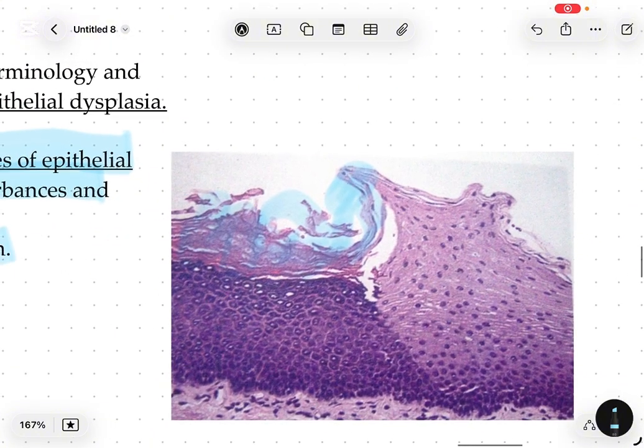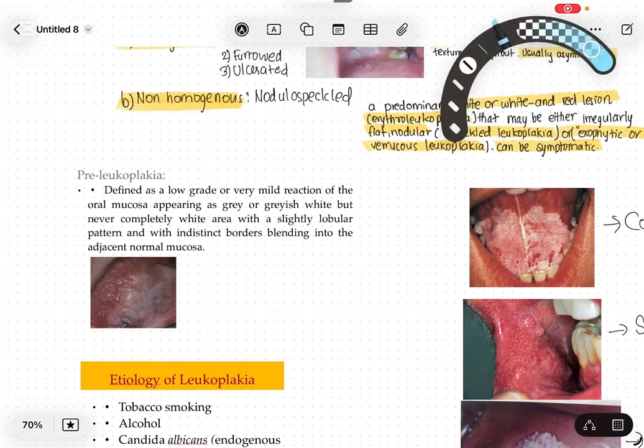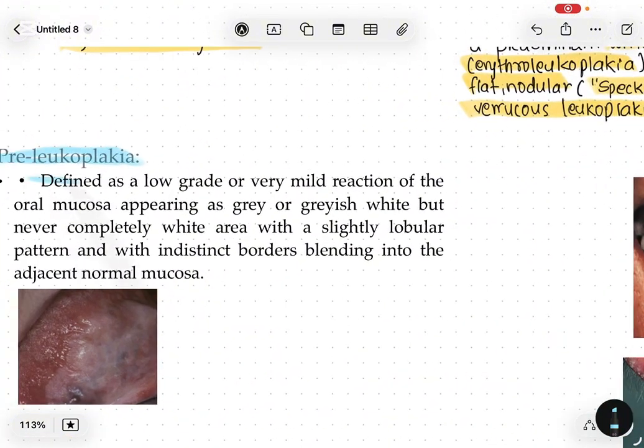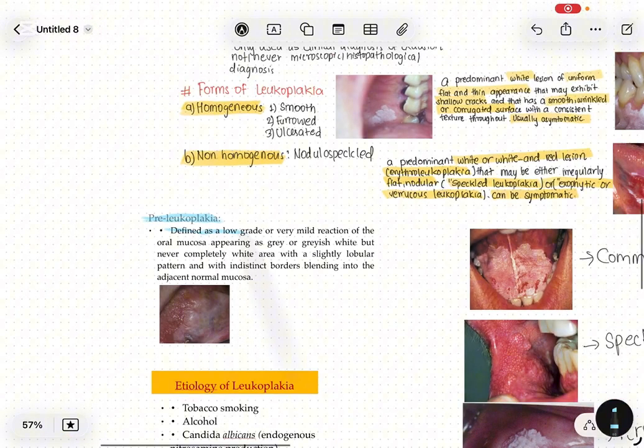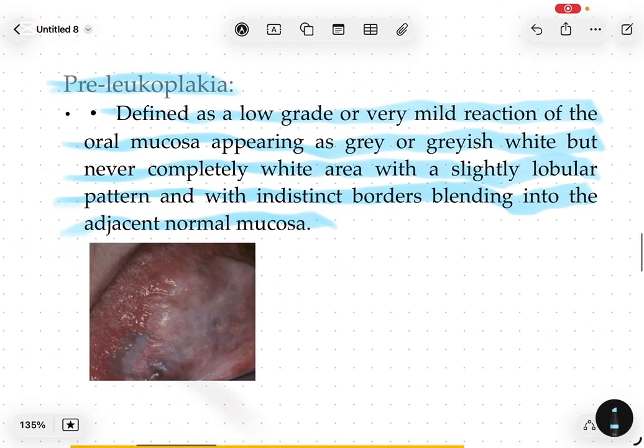Talking about pre-leukoplakia, there is also a condition called pre-leukoplakia. It is defined as a low grade or very mild reaction of the oral mucosa, appearing as gray or grayish white but never completely white area, with a slightly lobular pattern and with indistinct borders blending into the adjacent normal mucosa. You can see here, this is very mild.